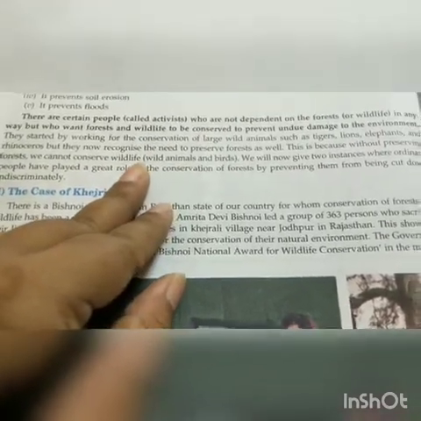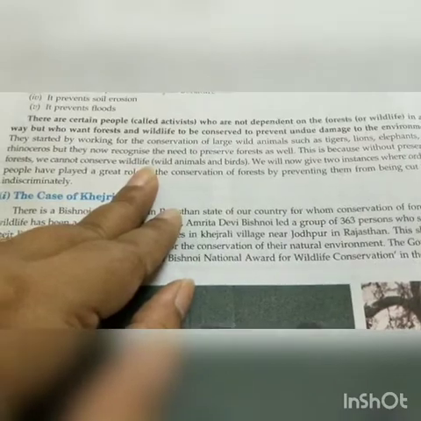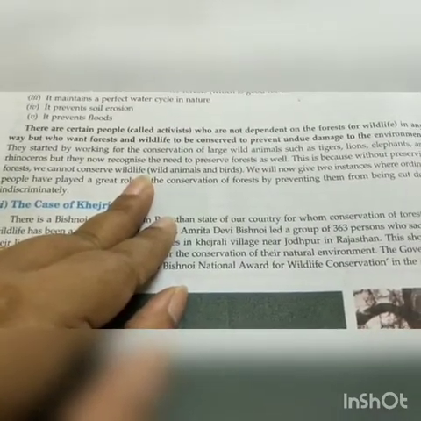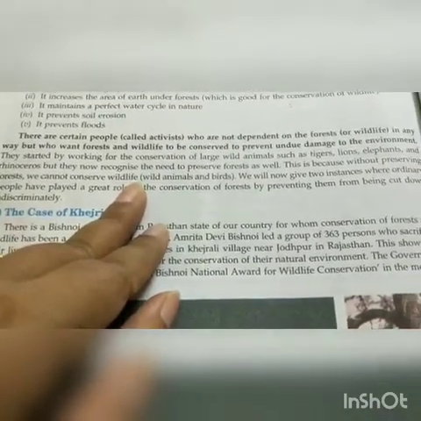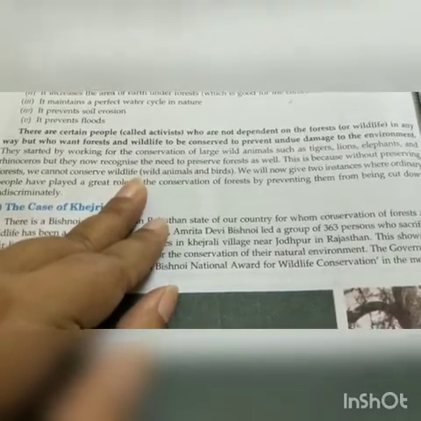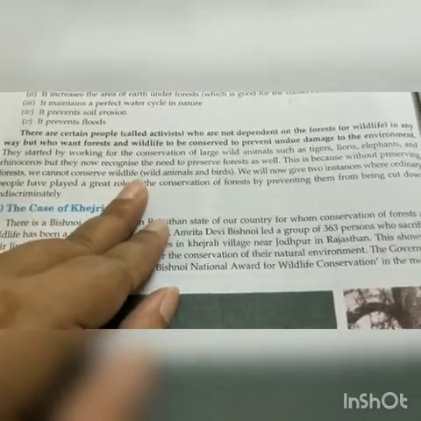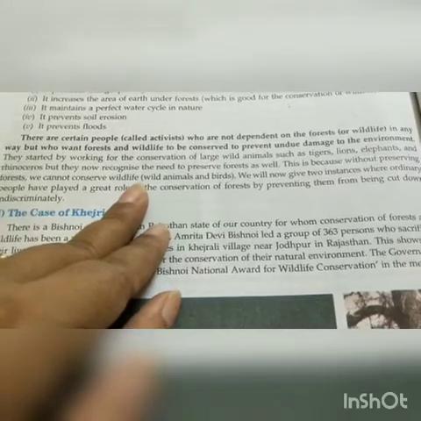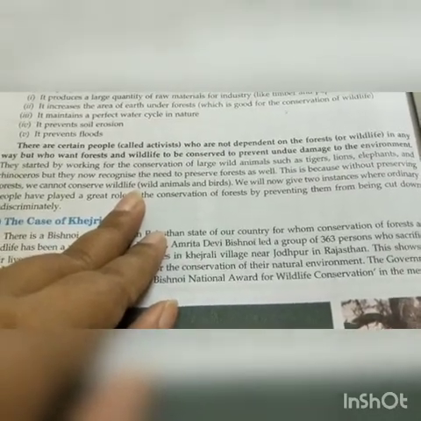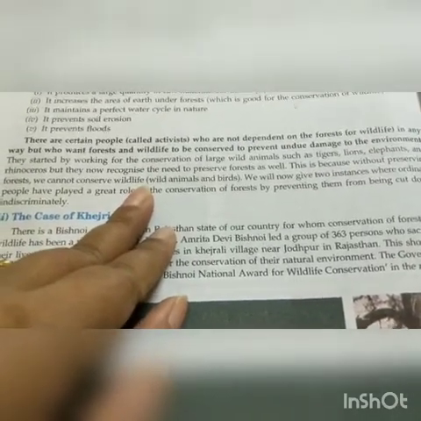So the activists who want to conserve wildlife are now involved in preserving the forest also. Why? They know that without the forest, wildlife cannot survive and cannot be maintained.